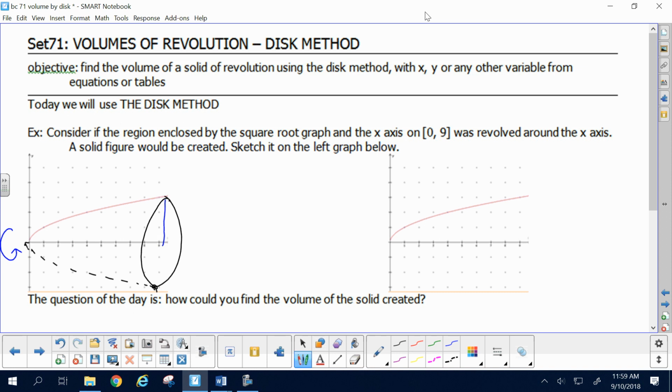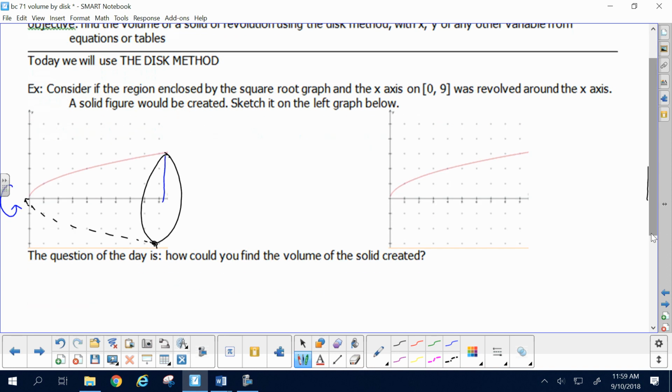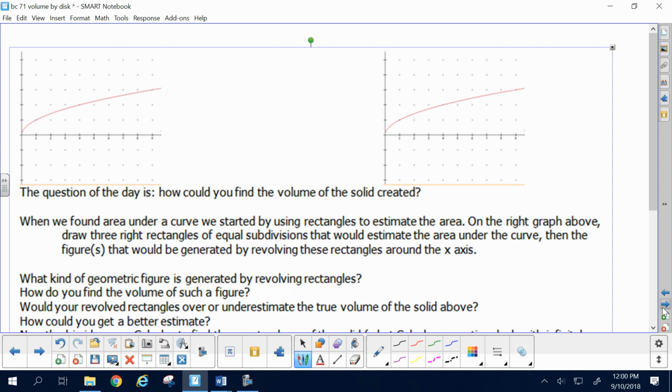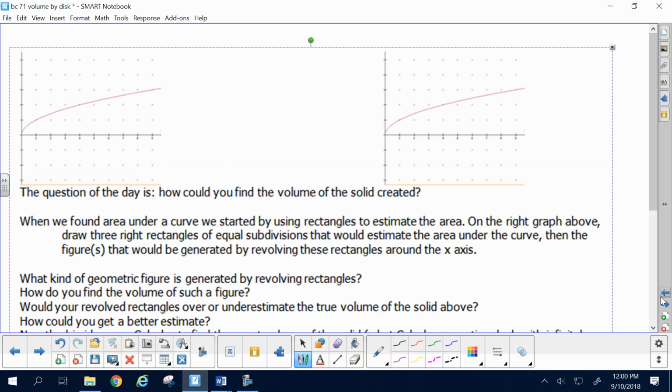Yeah. Now the question is, sketch it on the left graph below. The question is, how could you find the volume of that solid? It's not a cone. It has curvy sides. So how could you find the volume of that solid created? And I think that I will just say, you figure it out. So, go. Feel free to talk it over if you remember.